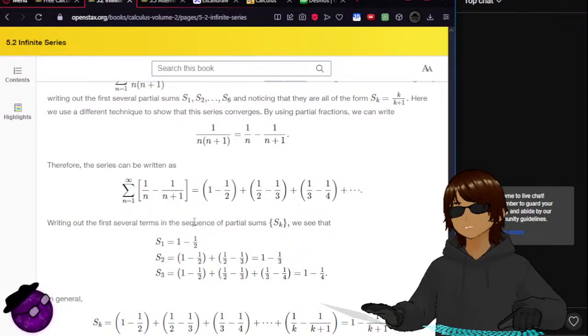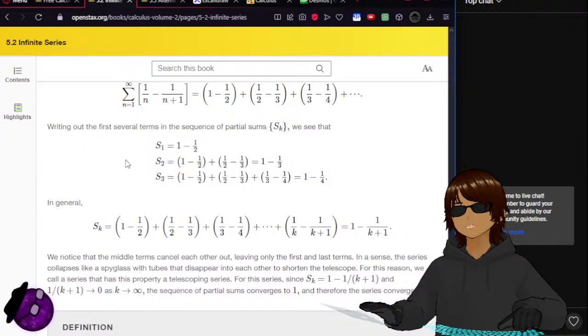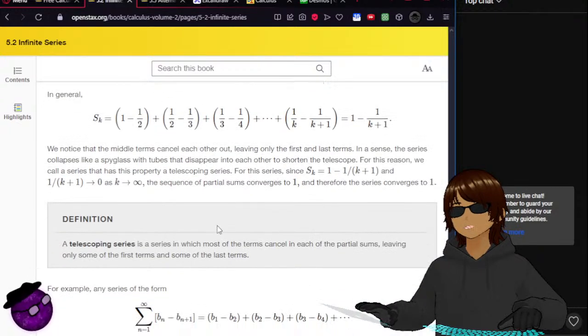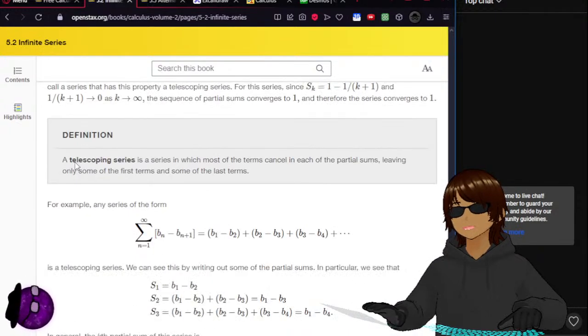Writing out the first several terms in a sequence of partial sums, we see that, oh, they're doing partial sum. S1 is 1 minus half, S2 is 1 minus 1 over 3, S3 is 1 minus 1 over 4. In general, for the partial sum, 1 minus 1 over k plus 1. A telescoping series is a series in which most of the terms cancel in each of the partial sums, leaving only some of the first and some of the last terms.